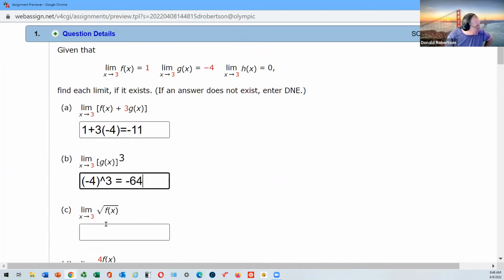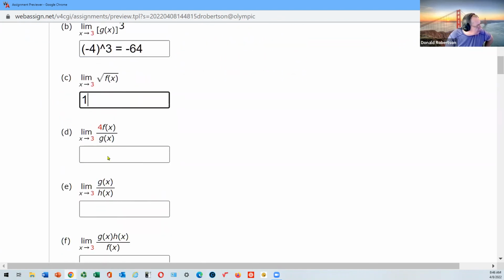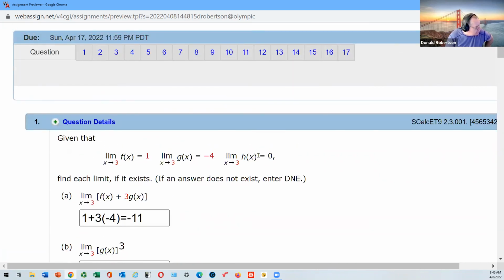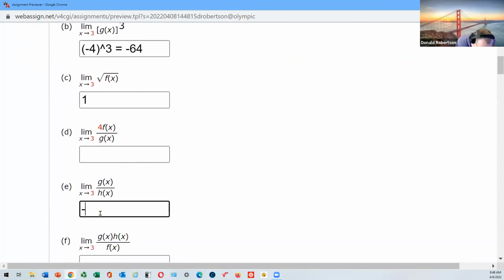In my question, at least, the next one is the square root of f of x, and that would be just the square root of 1, which is 1. That one's okay. Oh, here's one that's not doable. G of x over h of x. Well, g of x is -4, and on the bottom you could put 0. Do you see why that one doesn't exist? So in that question, you would do D, N, E.